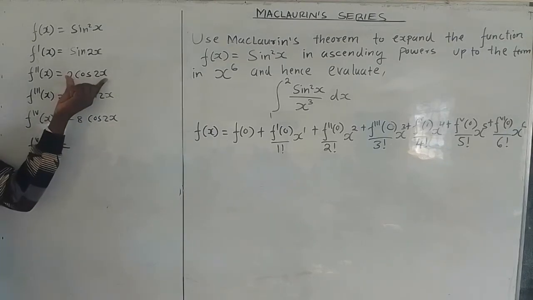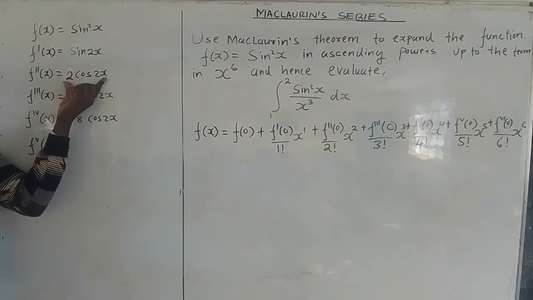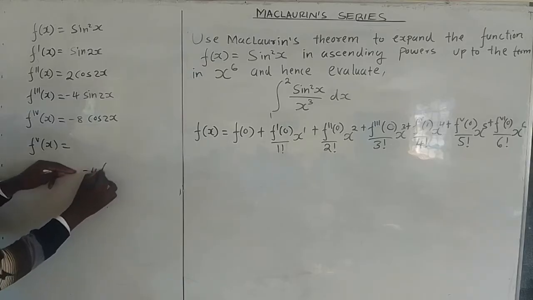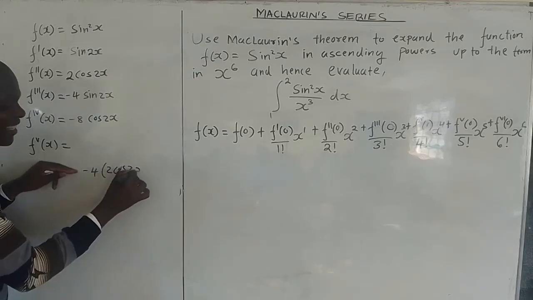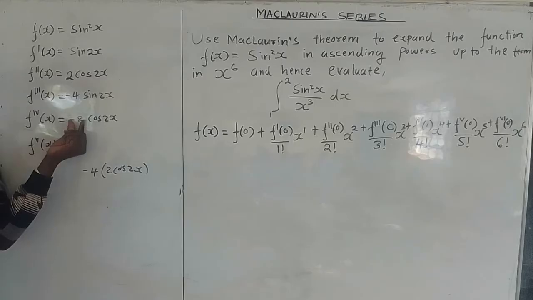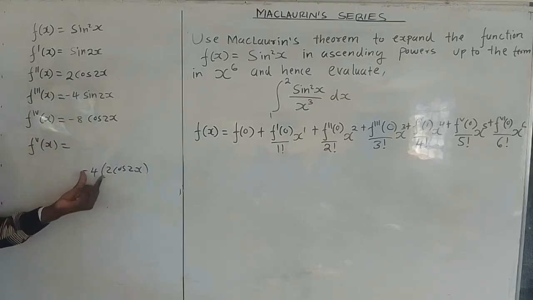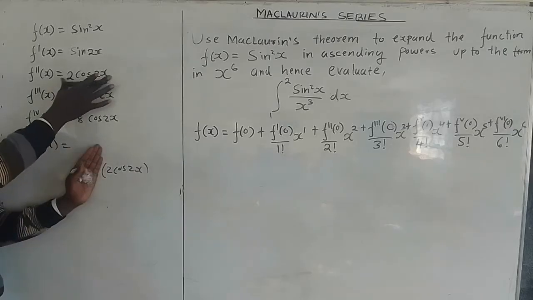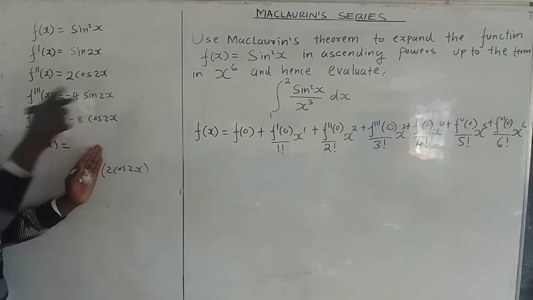Remember, here is when I differentiated 2 cos 2x. So, negative 8 cos 2x can be written as what? It is negative 4 times 2 cos 2x. Negative 4 times 2 is negative 8. So it can be written in this form. So it is like negative 4, then if I differentiate 2 cos 2x, I've already differentiated this and I got this. Are you seeing?